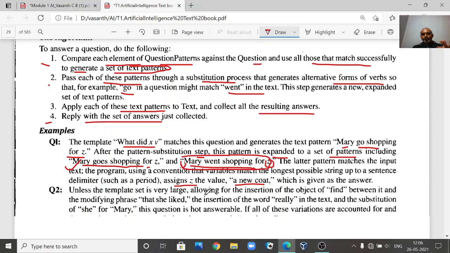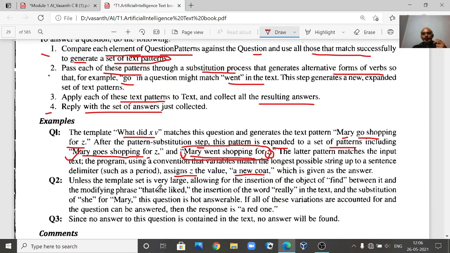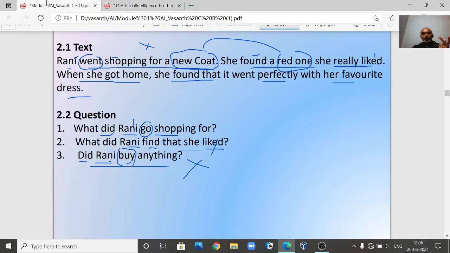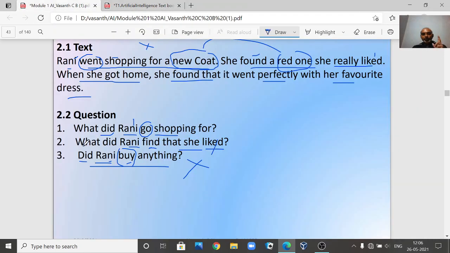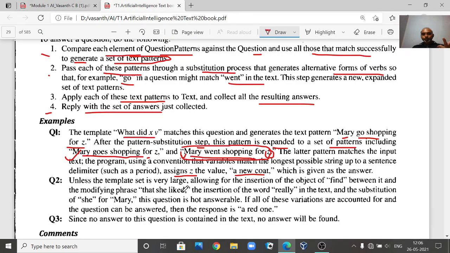Now this is how we are going to get the answer. Take the second question. Just like our first question, the second question is not like that. So what is our second question? What did Rani find that she liked? So now this template should be very large here.